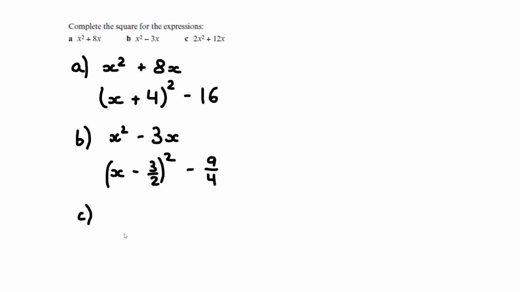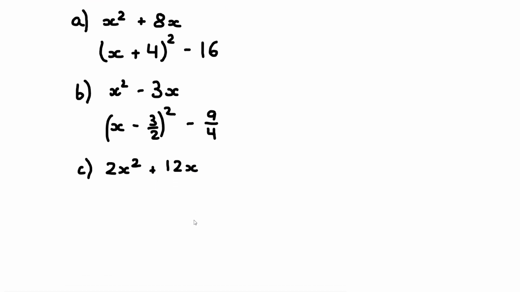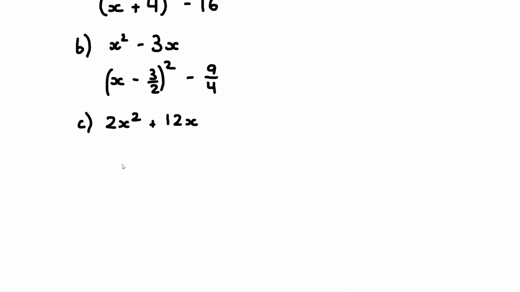Now, in this case, we've got a coefficient in front of the x squared. And when we have that, it gets a little bit different. We want the coefficient of x squared to be 1 in all cases. So what we're going to do is take 2 out first. And we're going to write x squared plus 6x and close the brackets, right? So all I've done is I've taken 2 out here. Then we can complete the square for this.